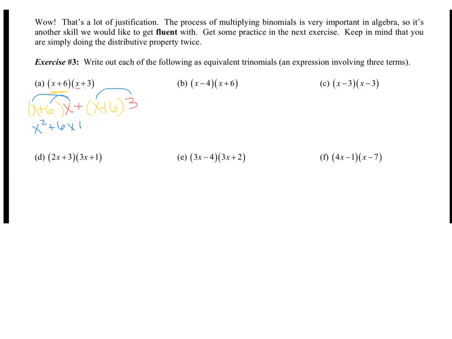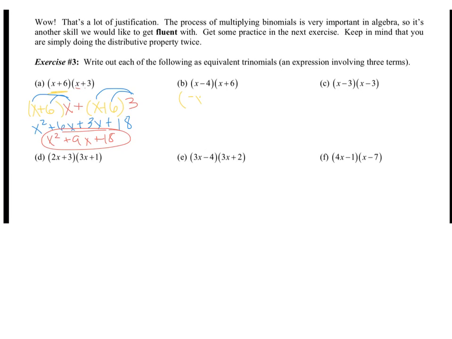3 times x is 3x. 3 times 6 is 18. And then we combine like terms. So x squared plus 9x plus 18 is the simplified answer. So go ahead and do the next 5 on your own. Pause whenever, play whenever if you feel like you got stuck.